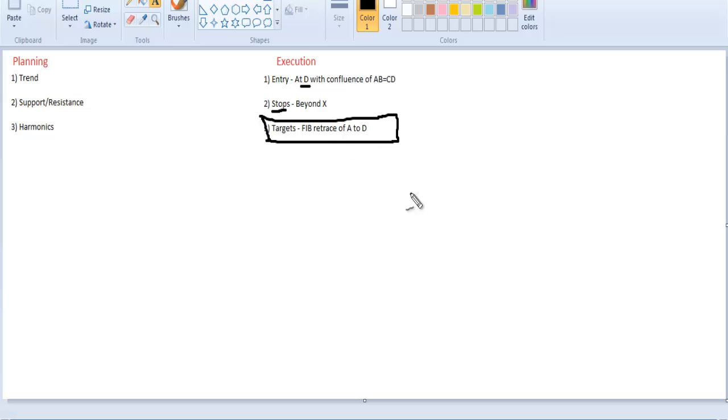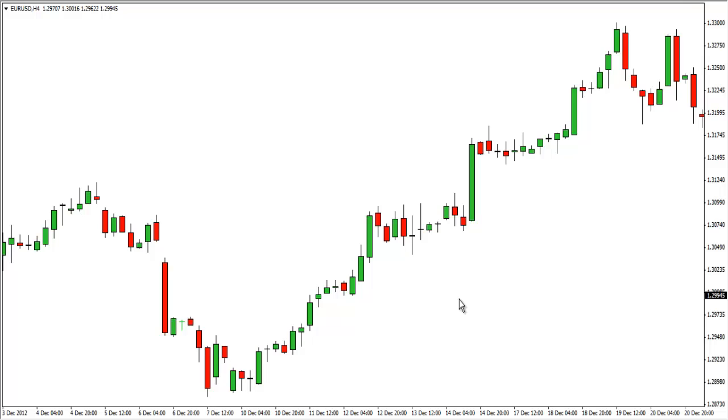Alright, so with that, let's look at some charts to further illustrate these points I was just discussing about earlier. Alright, so for the planning stage, remember I talked about the trend, support, resistance, and harmonics. So looking at this chart right here, we have the EURUSD sometime back in December. Alright, I cherry picked this entry just to illustrate my points.